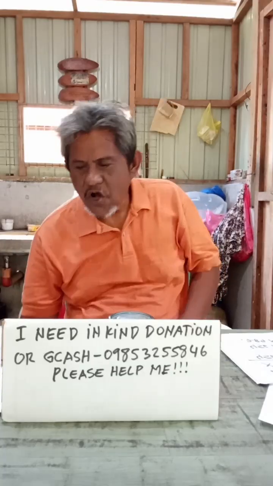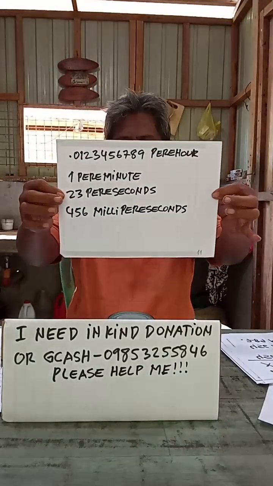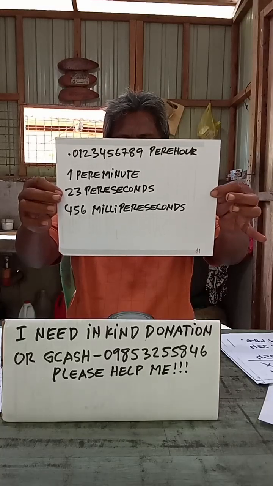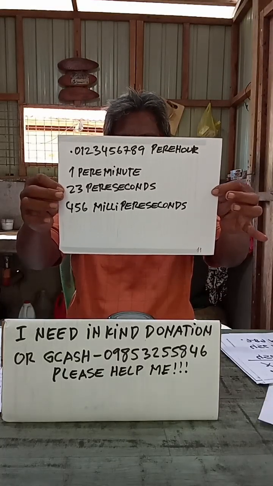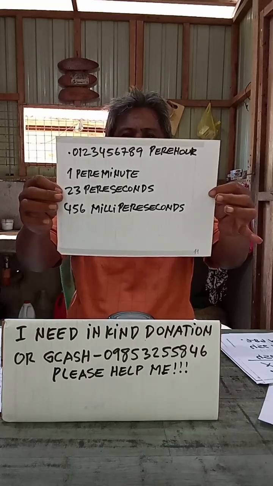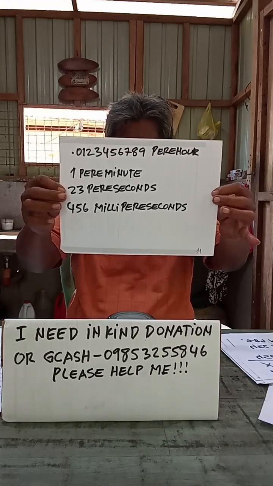So we have now 1 per minute, 23 periseconds, 456 milliperiseconds from the decimal per hour. Okay.